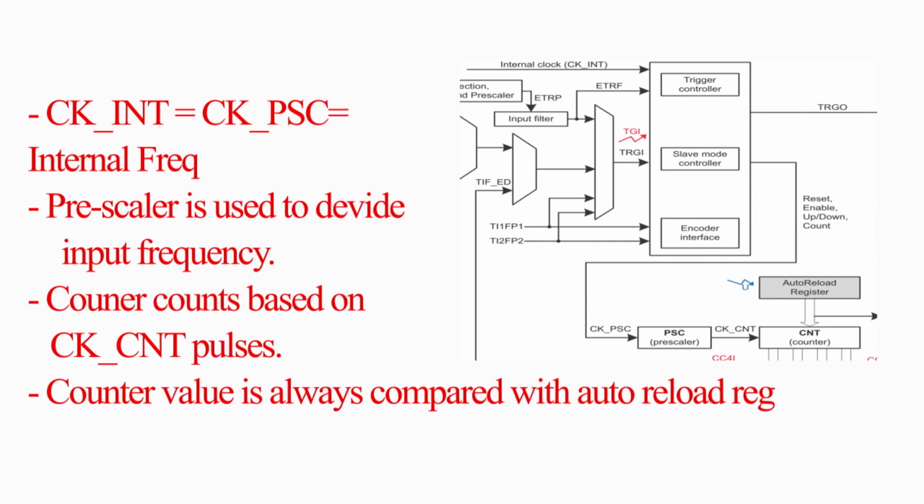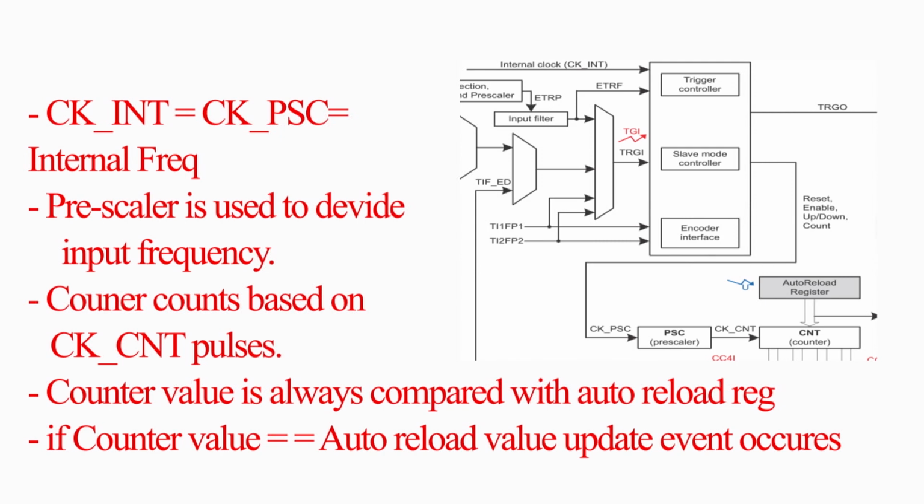Whenever the counter value matches the auto reload register value, the counter value is reset and an update interrupt request is generated and the related ISR is executed. So we need to configure the timer registers in such a way that every 1 second an update interrupt request is generated, so that we can toggle the LED in the interrupt service routine.